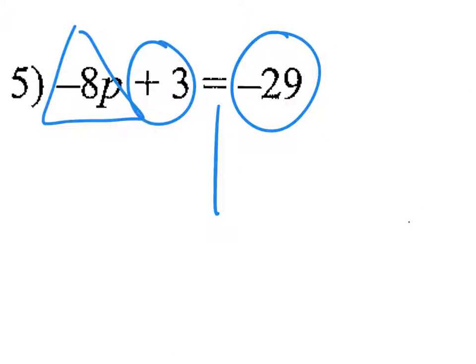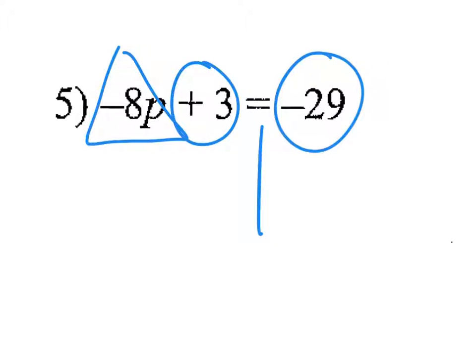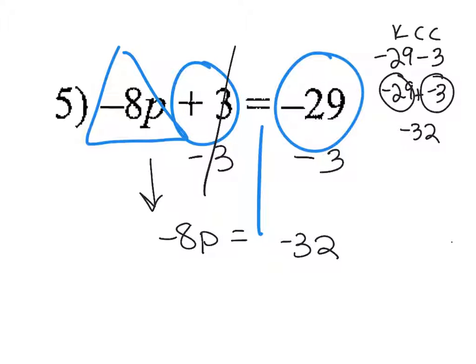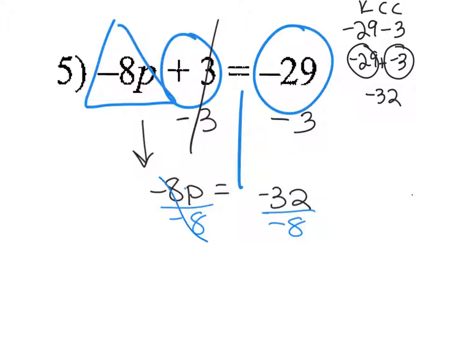Okay, you can go. So since we can't move the triangle, it would be negative, or well, minus 3 on both sides. Good. And remember your integer rules. Yes. Negative 32. And then, since it's multiply, it would be divide. Good. And then negative 8, 16, negative 4. Good, positive 4, because we're dividing two negative numbers. Good.